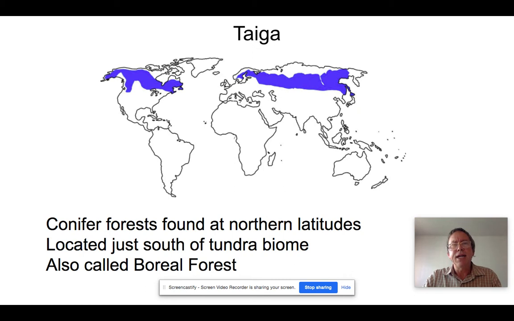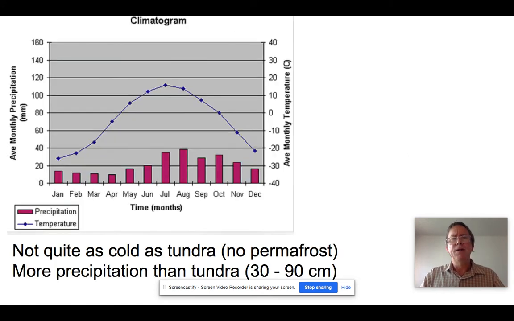Now, the taiga, as you pronounce it, kind of like not a lion, but a taiga. The taiga, which is also called a boreal forest, boreal meaning northern, is basically a band of coniferous forests that are found in northern latitudes. They are just below the tundra zone. Here's a climatic graph of that.